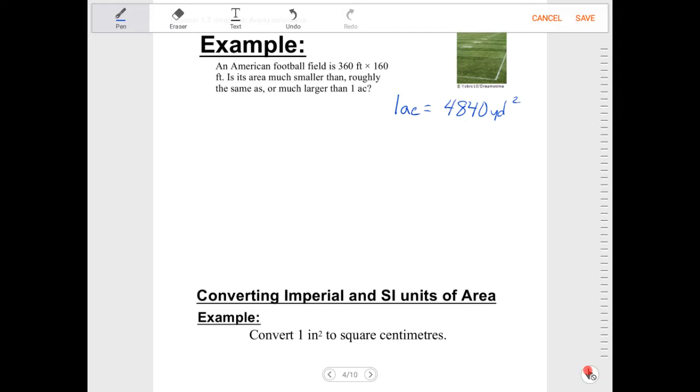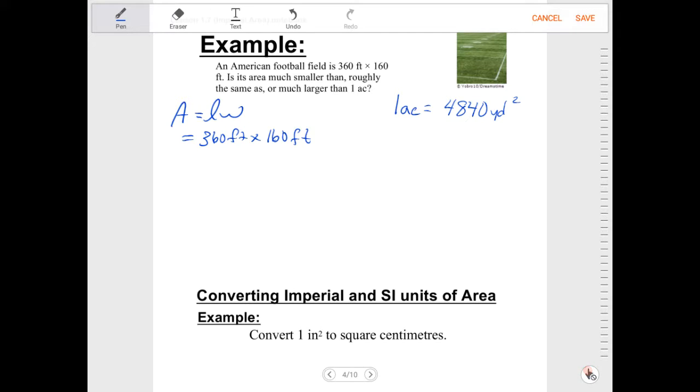So if I want acres, that means I've got to get into yards. Can I do that? Yes, I can. Look, it says I have a conversion between square yards and square feet. So that's the ticket. So here we go. We're going to do our area in square feet first. So area is length times width. So 360 feet times 160 feet.